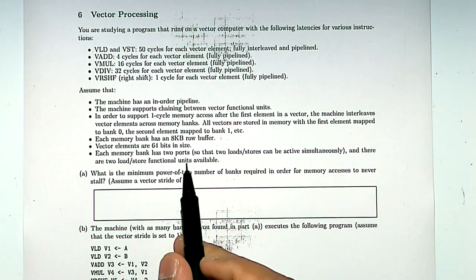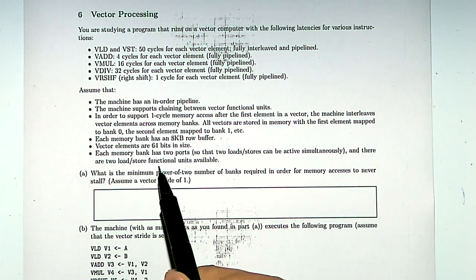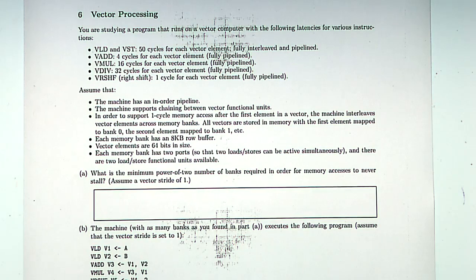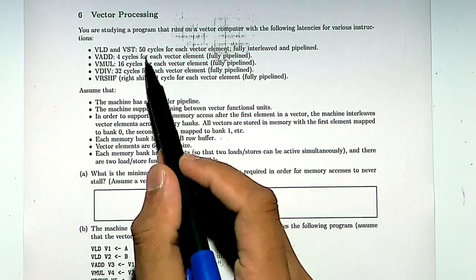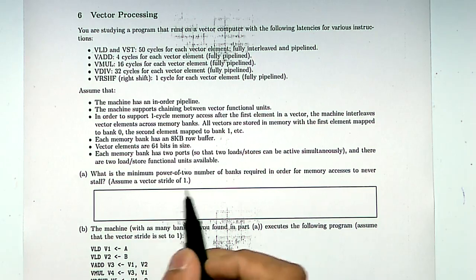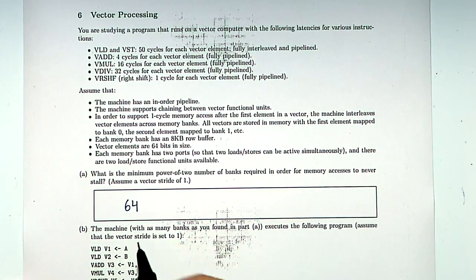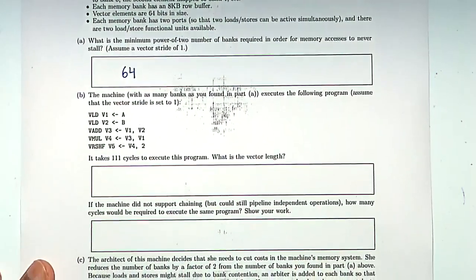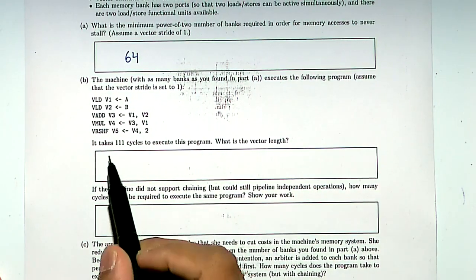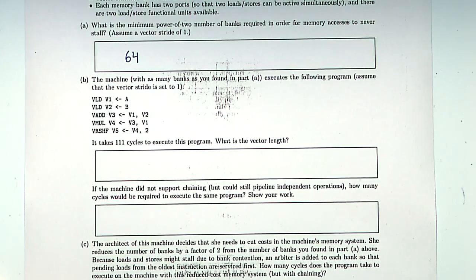We said that for 2 functional units, so we have 2 load and store functional units, and every memory bank has 2 ports. At any given point in time, one functional unit uses one of the ports. Since memory has a 50 cycle latency, we need more than 50 banks, and the nearest power of 2 is 64. So we assume 64 banks so that both load store units can keep busy every single cycle. Part B said that the machine executes the following program in 111 cycles. So what is the vector length?